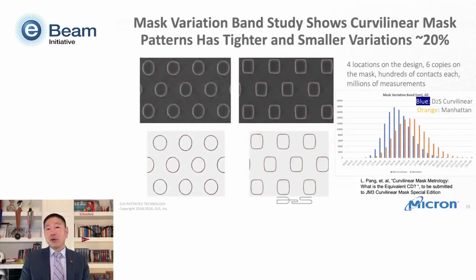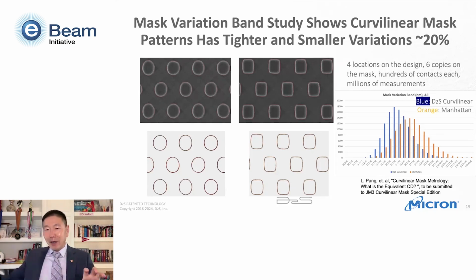So here we look at the contact array. We have 4 locations. In the contact array, we look at the center, the left edge, the corner, and the bottom. So you can imagine at the center, it is just the contact array, the main patterns, but on the edge, we also have the SRAFs, and the corner has more SRAFs, right? And those are the 4 locations.